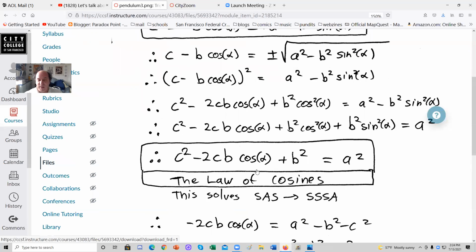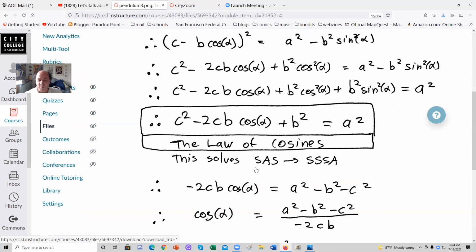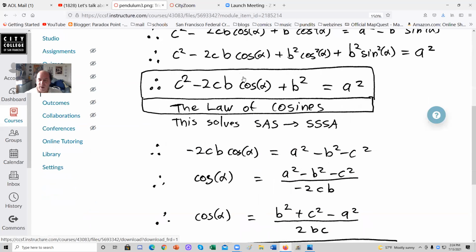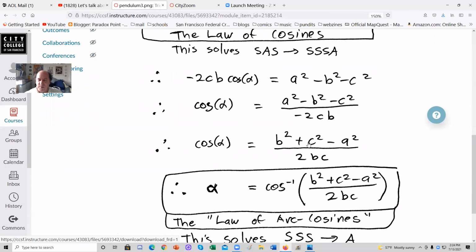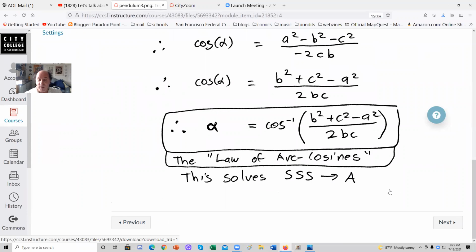And then from this, we'll solve for cos alpha, same as before. We transpose the c squared and the b squared, divide by minus 2cb. The minus cancels these negatives and puts a negative here. So cos alpha is b squared plus c squared minus a squared over 2bc, and take an arc cosine, and we now have the law of arc cosines again. So this solves side, side, side yields angle.